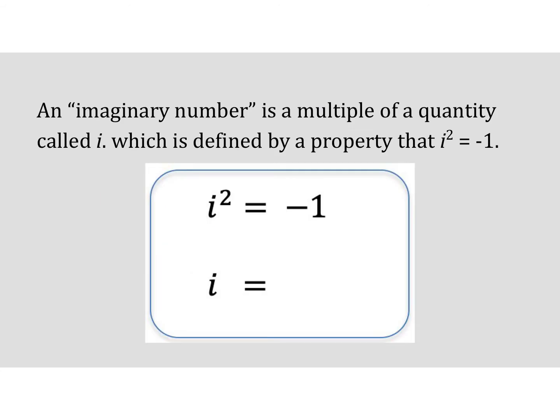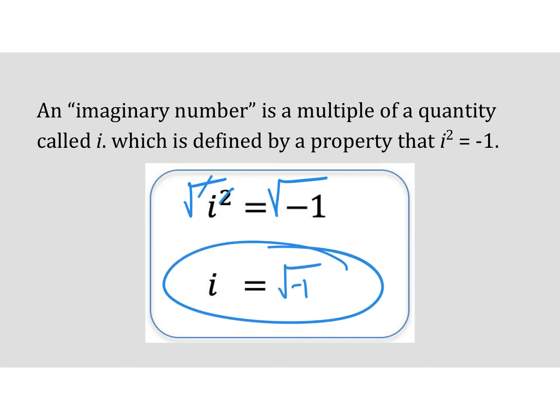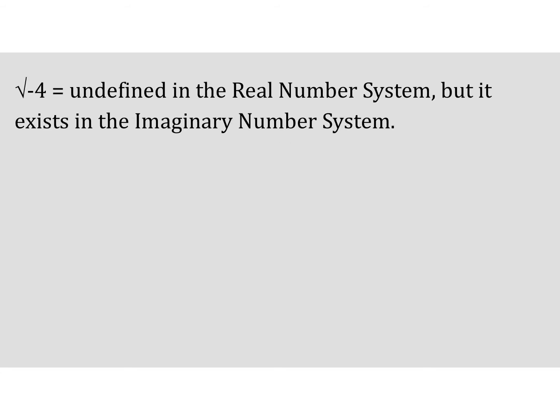Technically, an imaginary number is a multiple of a quantity called i, which is defined by a property that i squared equals negative 1. Well, if i squared is equal to negative 1, if we took the square root of both of these, this would undo each other, i equals the square root of negative 1. So this is our most basic imaginary unit. The square root of negative 4 is undefined in the real number system, but it exists in the imaginary number system. So the moment we say imaginary, kids always think they don't exist. They're just poorly named.